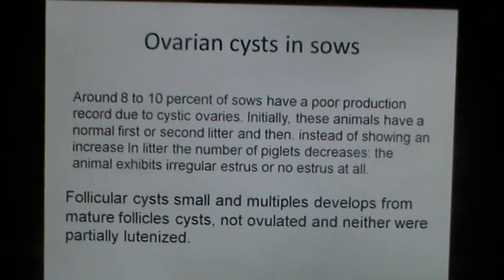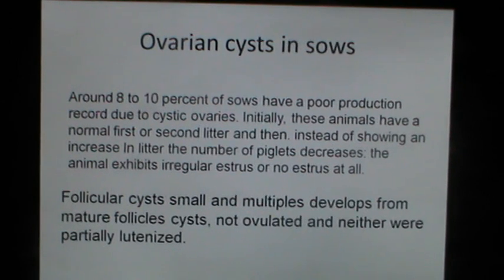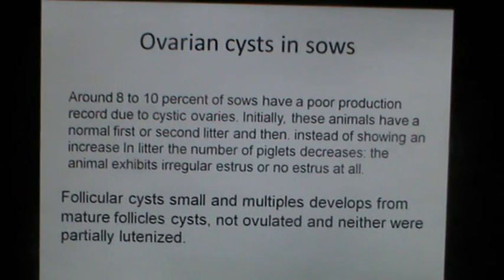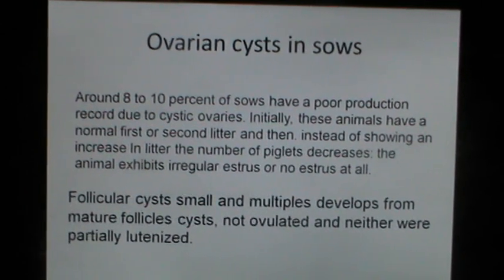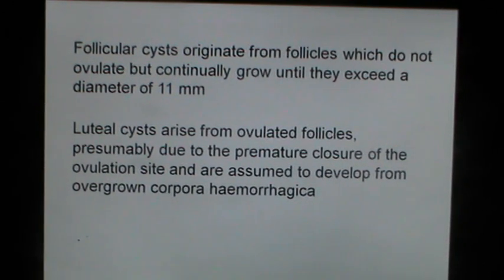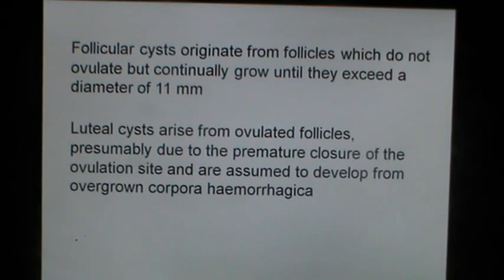Follicular cysts, small and multiple, develop from mature follicles. Cysts are not ovulated and neither were partially luteinized. Follicular cysts originate from follicles which do not ovulate but continually grow until they exceed a diameter of 11 mm. Luteal cysts arise from ovulated follicles, presumably due to the premature closure of the ovulation site, and are assumed to develop from overgrown corpora hemorrhagica.